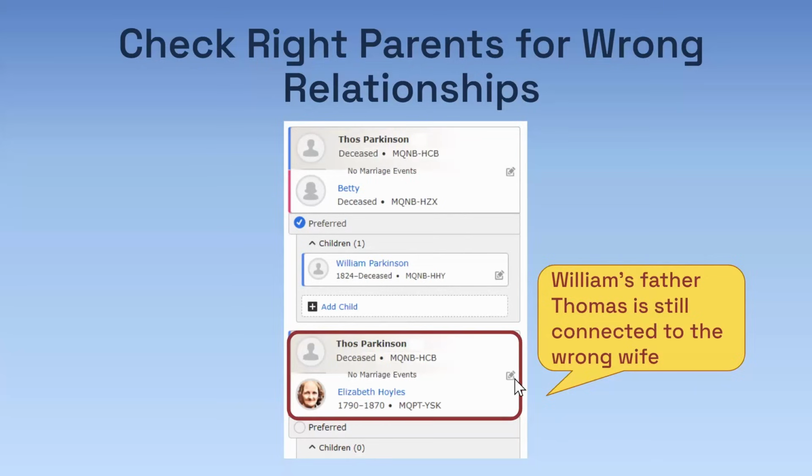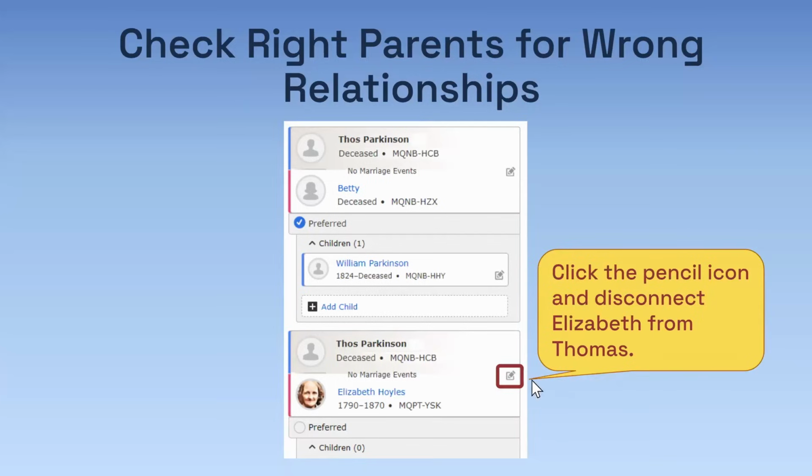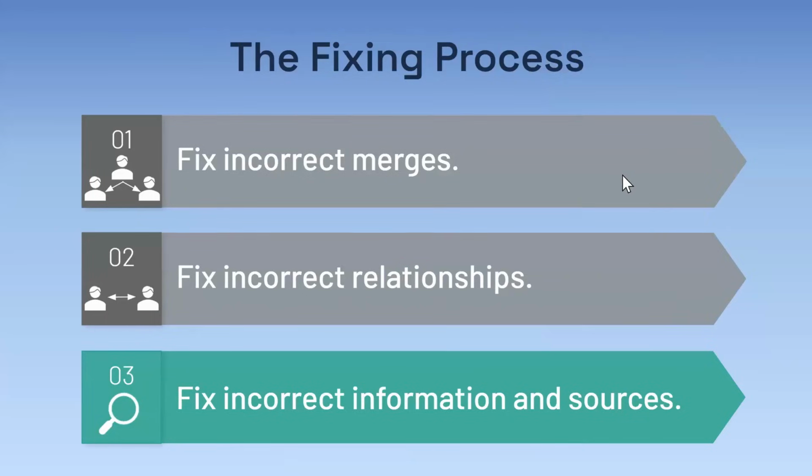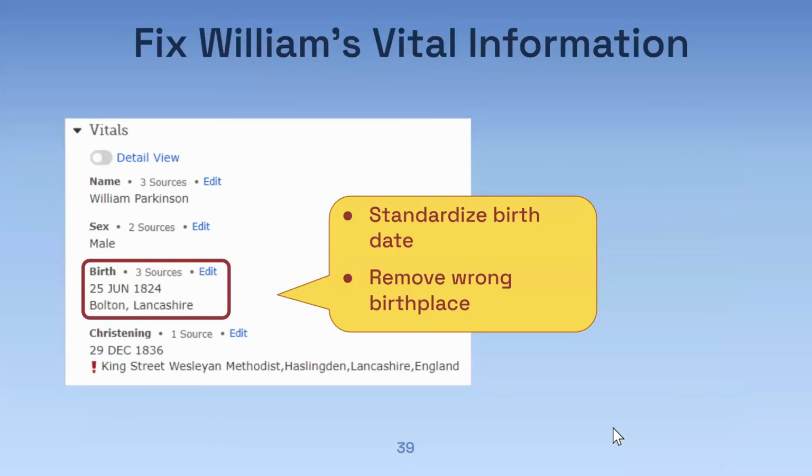So I did that as I cleaned this up. Again, we're not going to walk through it. But we just click the pencil, disconnect Elizabeth from Thomas, and then when we come back, Thomas is only connected to his right wife. Fortunately, when I checked her, she had no wrong relationships, so there's no repair to do there. So we have now finished steps 1 and 2, and we are ready to go to step 3, which is to fix any incorrect information and sources.